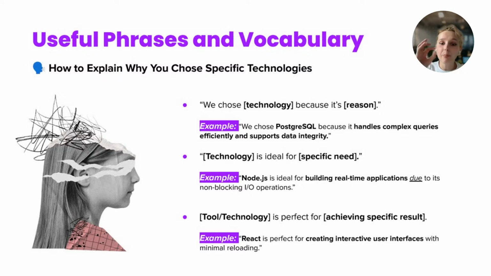Yeah, so you mentioned the reason behind your decision to use this or that technology. Node.js is ideal for building real-time applications, and pay attention, due to its non-blocking operations. Due to, because of, it just sounds fancy, but the meaning is the same. Or React is perfect, as I mentioned, for creating interactive user interfaces with minimal reloading. Like, why exactly do you do this?